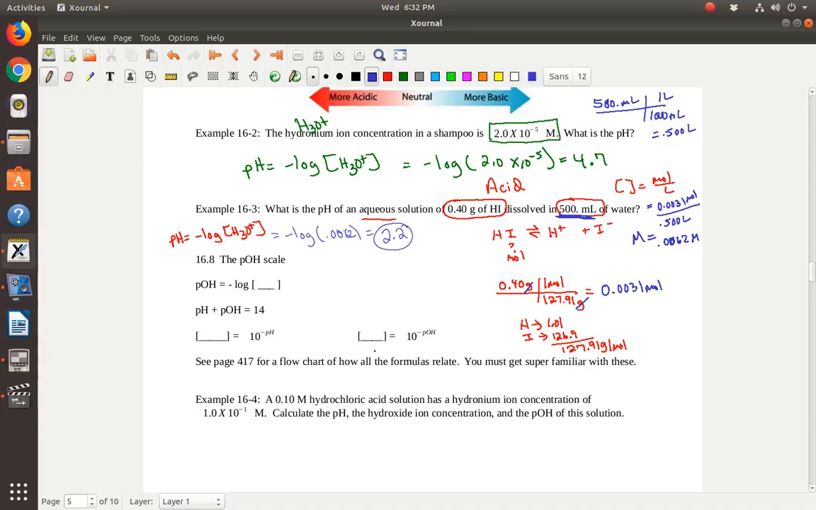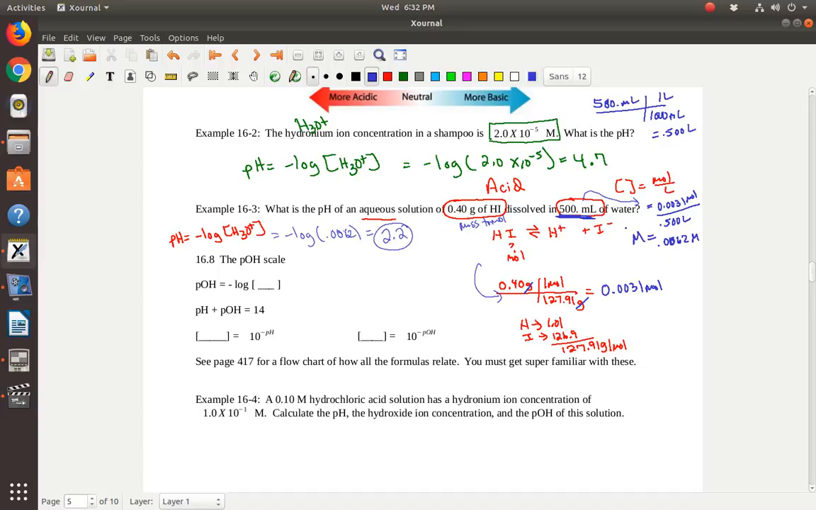Now, the only thing that made this one more complicated is you had to turn mass into moles using the molar mass. And you had to turn milliliters into liters, and then you divide it out, moles per liter, to get the molarity. Okay? And you want to know the molarity. The molarity is the concentration.